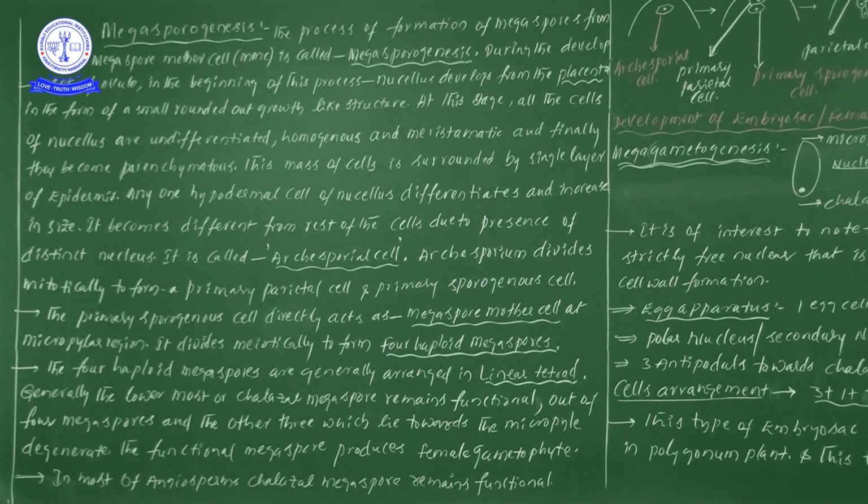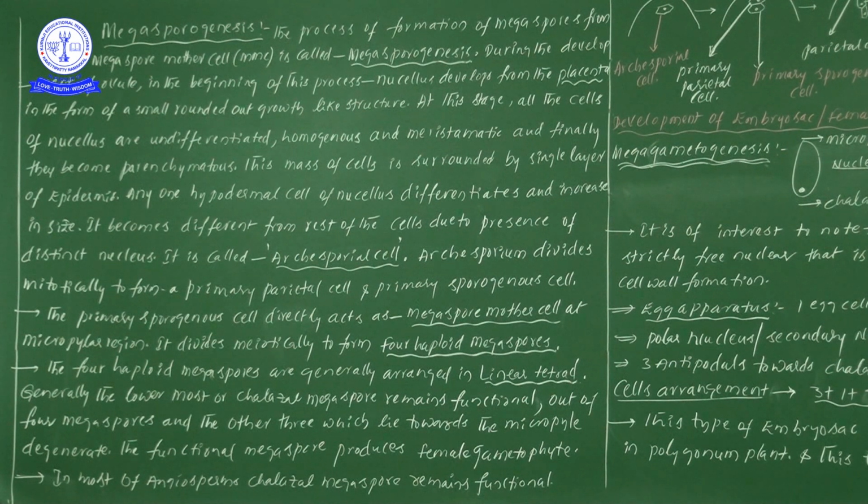After a few divisions, parenchymatous cells are formed. So this mass of undifferentiated, homogeneous, finally parenchymatous cells is surrounded by a single-layered epidermis. All these groups of cells are commonly surrounded by only a single-layered protective layer, the epidermis.